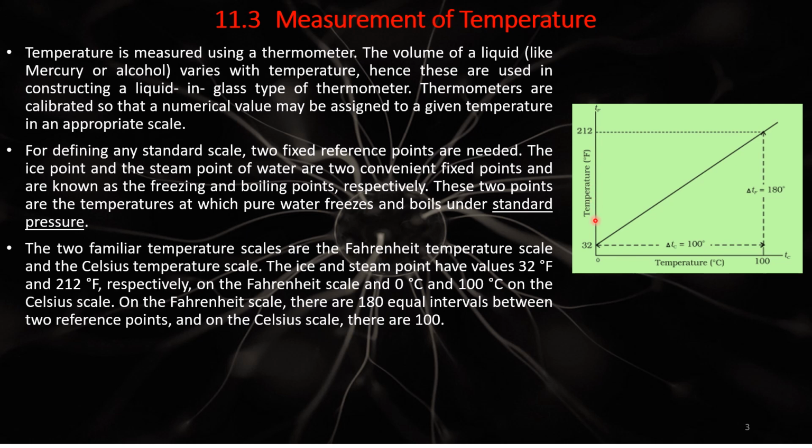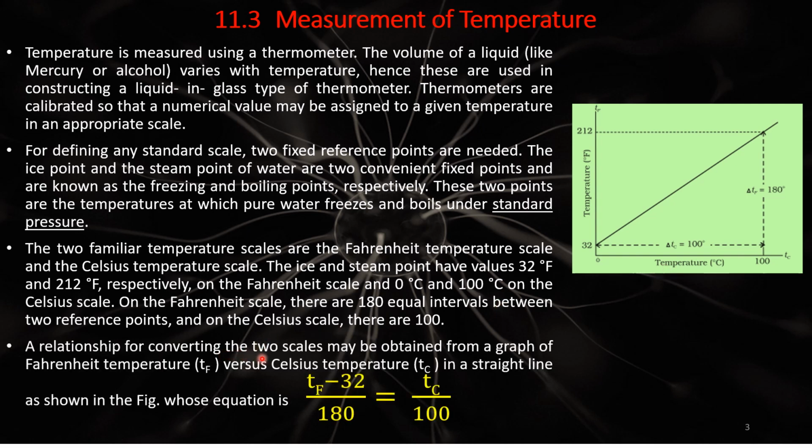Please observe carefully the temperature scales. In the Celsius scale there are 100 equal divisions between 0 and 100 degrees, whereas in the Fahrenheit scale the values are 32 and 212. Please note that it is 32 on the lower side and 212 on the upper side, and this is the TF scale. Between 32 and 212 there are 180 equal intervals. These are shown on the right hand side on the y coordinate, and on the x coordinate there are 100 points.